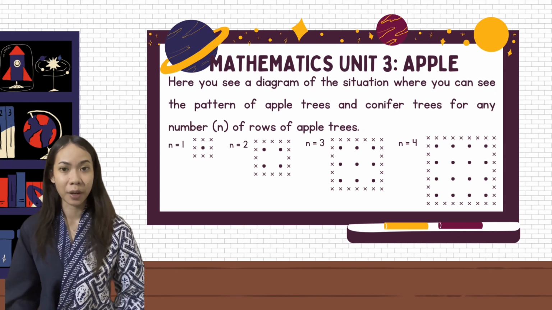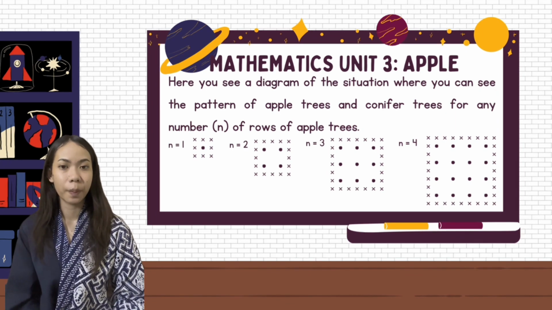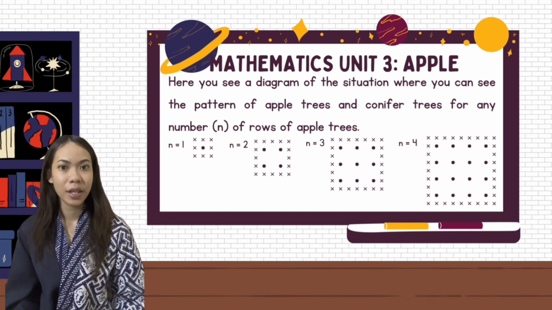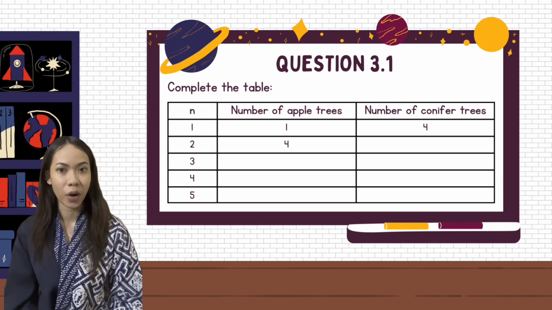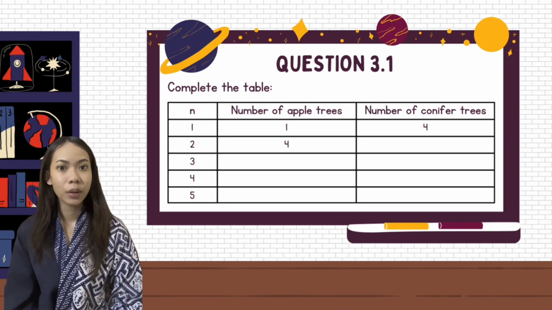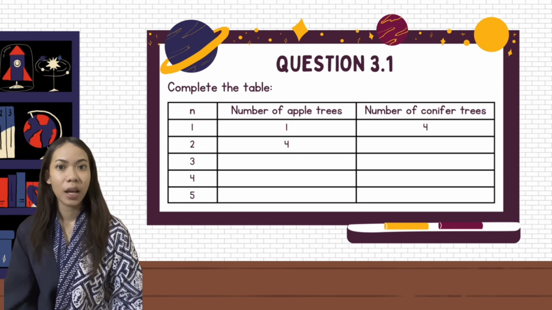Here you see a diagram of the situation where you can see the pattern of apple trees and conifer trees for any number n of rows of apple trees. You can see the pattern for n equal to 1, 2, 3, and 4. The circles are the apple trees and the X's the conifer trees. Question 3.1. Complete the table. There is a table with the first column n, the second column the number of apple trees, and the last column the number of conifer trees. Okay, let's solve this problem.